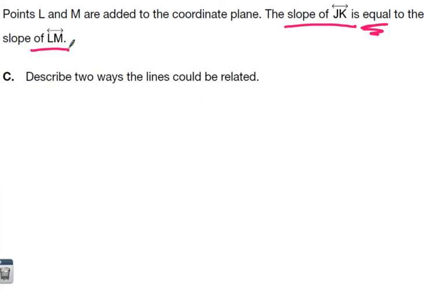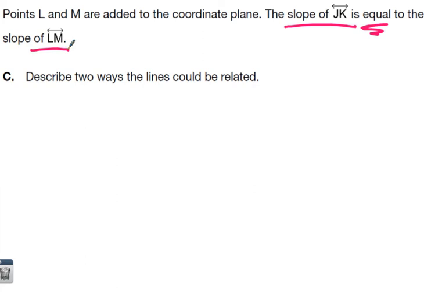And this is describe 2 ways the lines could be related. So hopefully you've already thought about this. If not, pause it and please think, what does it mean when the slopes are equal? How could these 2 lines be related if their slopes are equal, okay? The first big one is that the 2 lines are parallel. That is something to know on the Keystones. That's one of those facts that you've got to know.